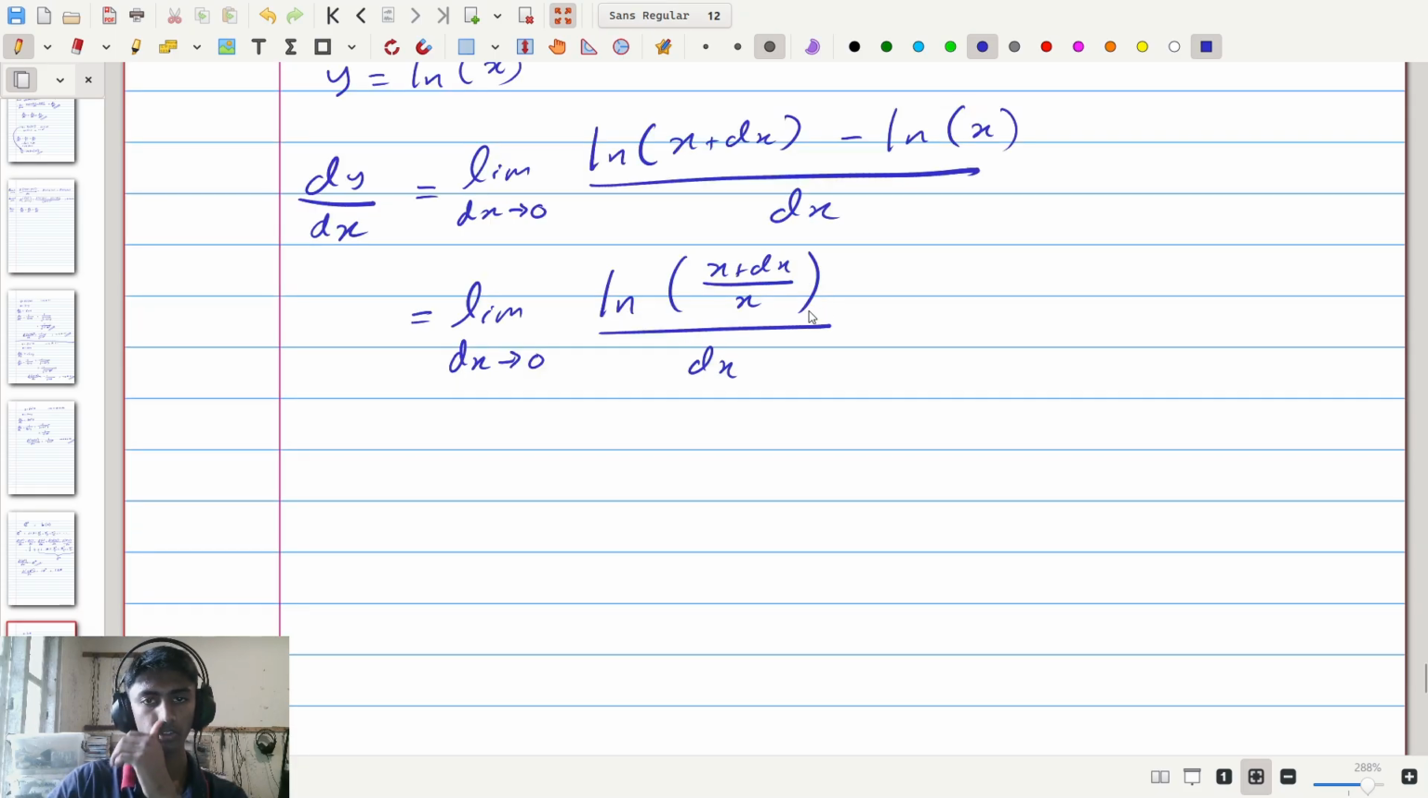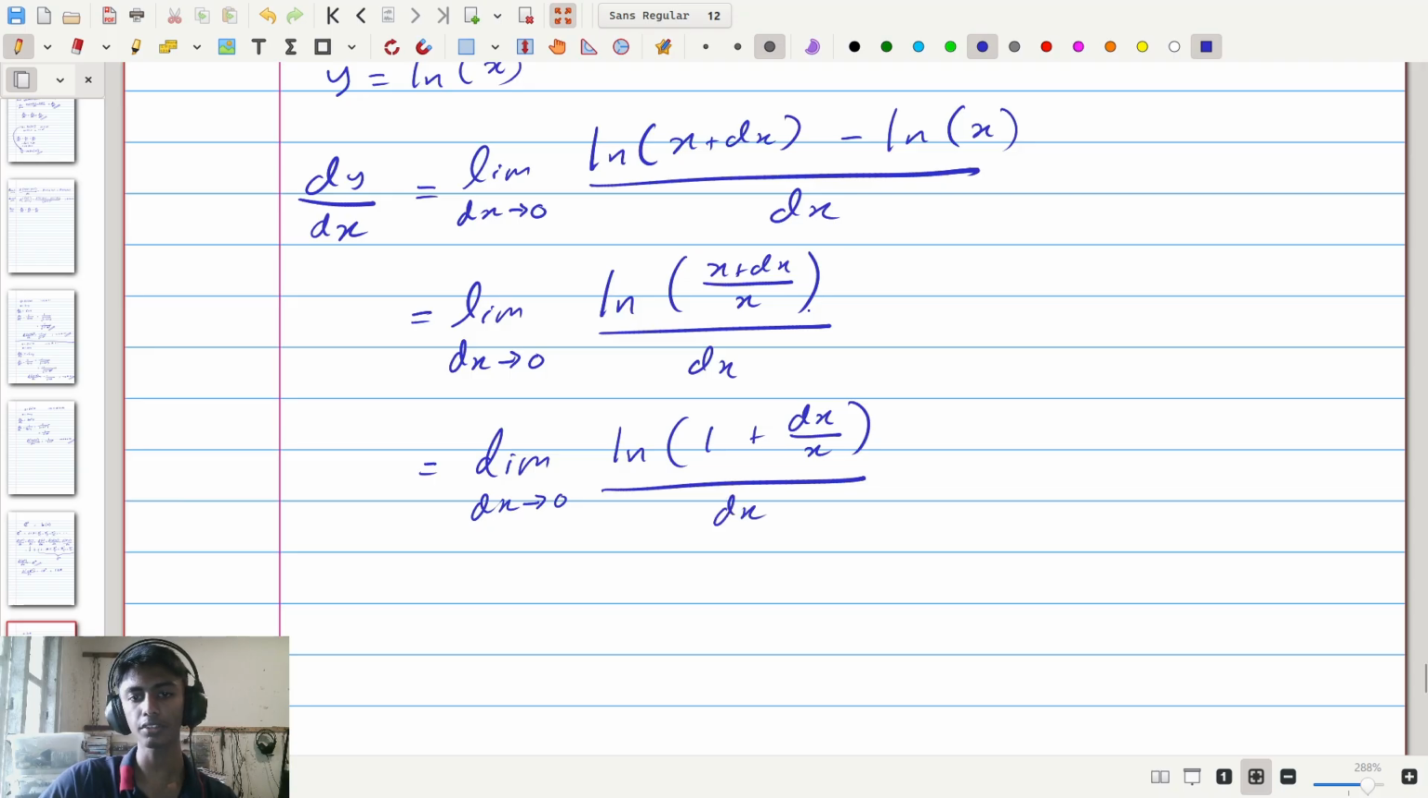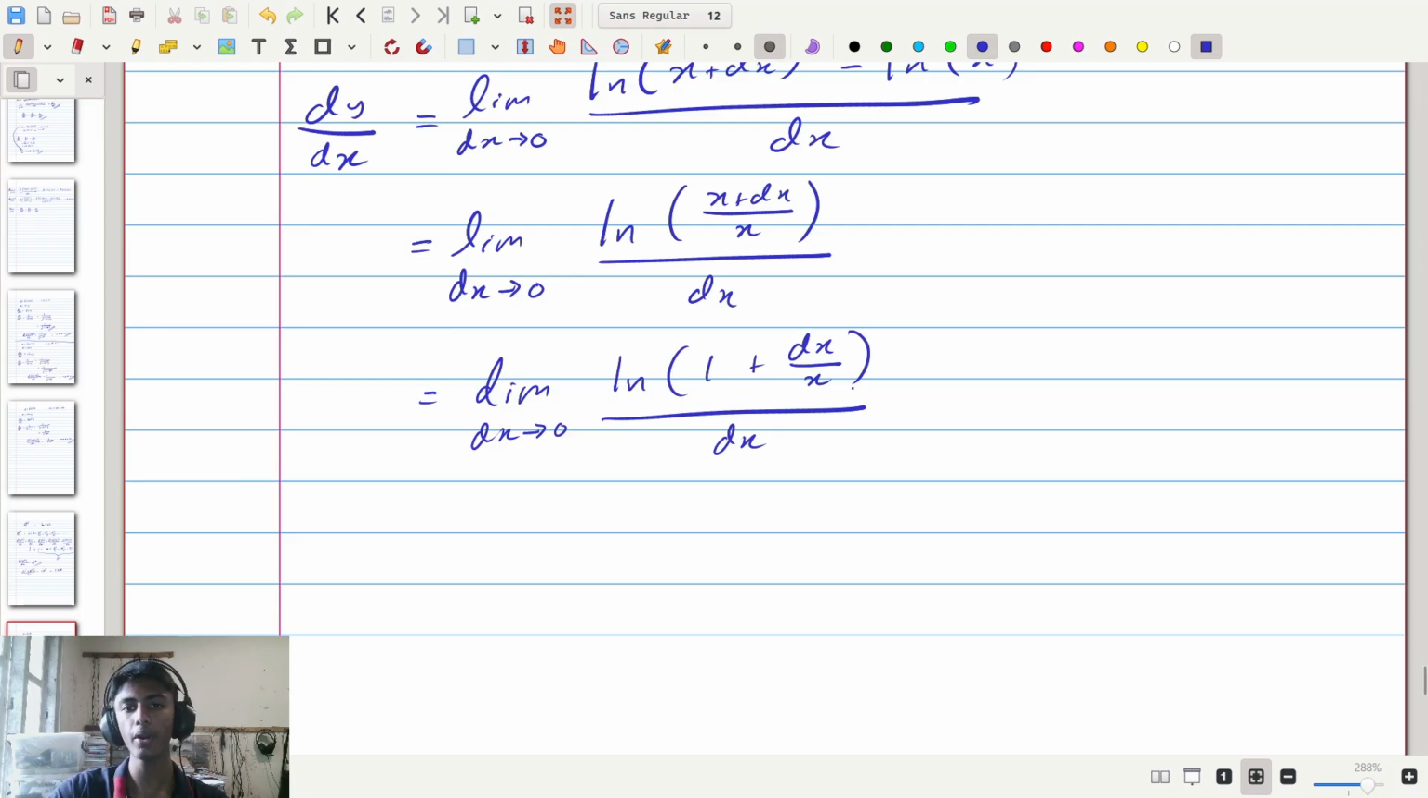So now here we can see we have x divided by x here and a dx divided by x here. So I'm actually going to take that thing out and write this as the limit as dx approaches 0 of the natural logarithm of 1 plus dx divided by x, divided by dx. Now we are going to do a change of variables here. We are going to change this variable up into a different format. Doing this change up, we are going to write this thing as, let's say, n. Let's say n is equal to dx by x.